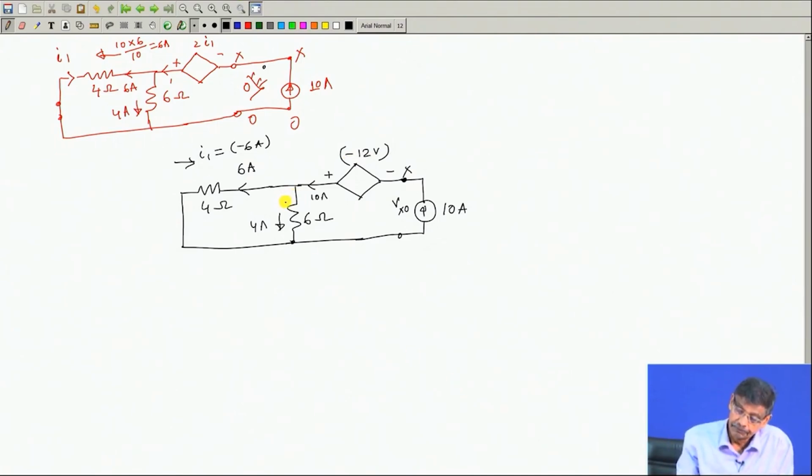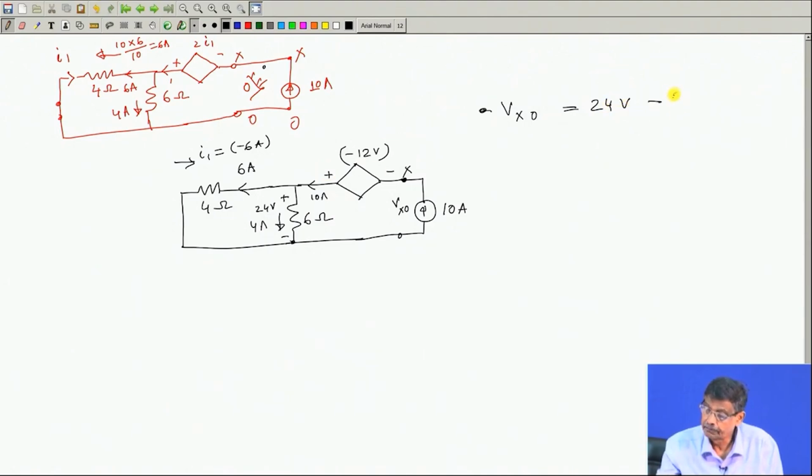So, what will be the voltage between these 2 points? This plus, this minus, this is 24 volt, is it not? Minus to plus, 4 ampere is flowing. Therefore, Vxo will be equal to, starting from this point, plus 24 volt, then minus to plus, minus 12 volt, is it? And this will be Vxo, which will be equal to 36 volt.